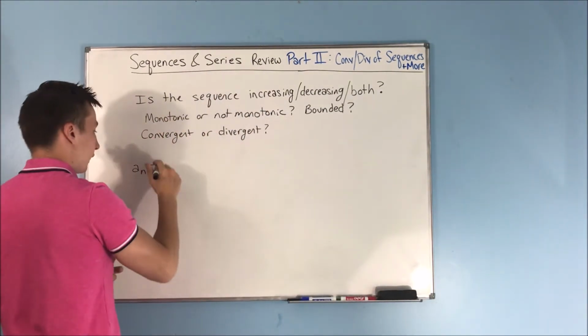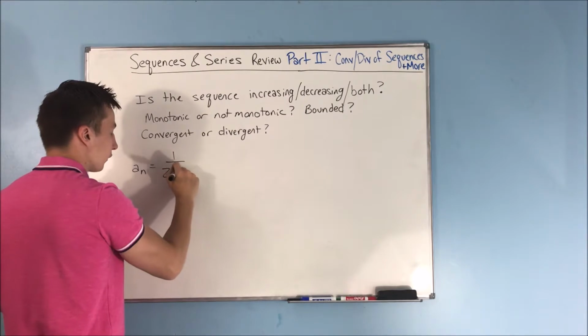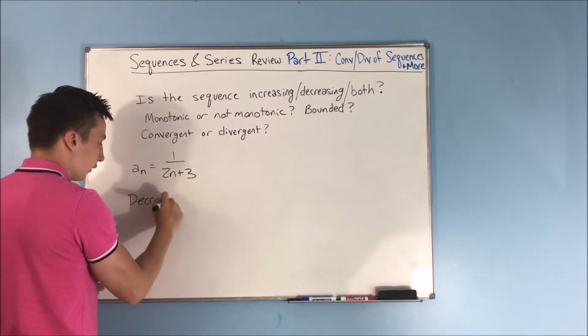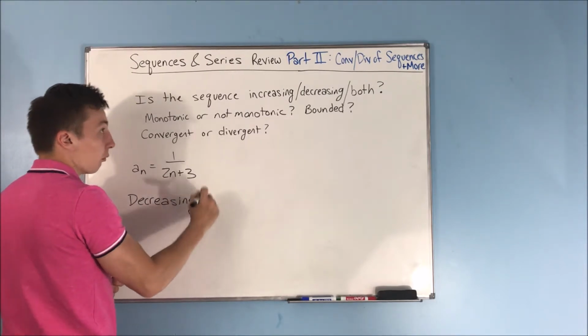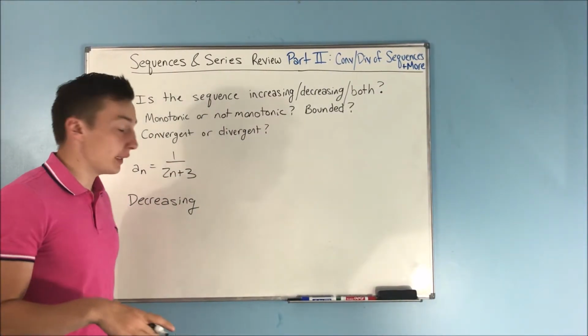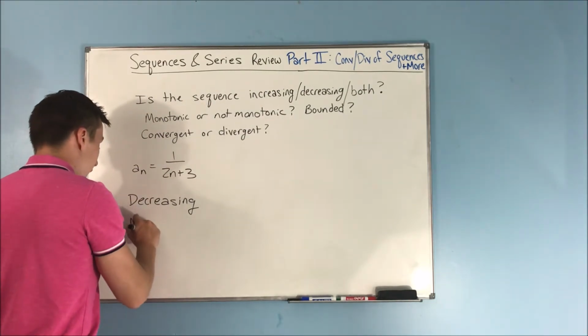We know that it's decreasing now. So let's write that right here. Decreasing. And is it monotonic or not monotonic? Since it is strictly decreasing, we know that it is monotonic.